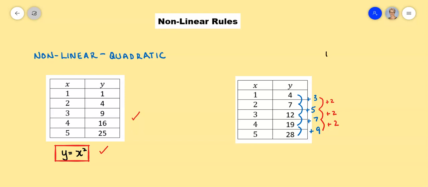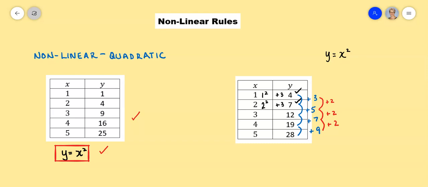We know that the basic quadratic rule is y is equal to x squared. Now, 1 squared is equal to 1. But we have 4 over here. What would I add to get from 1 to 4? I would add 3. 2 squared is equal to 4. But I have 7 here. What do I add to 4 to get 7? I add 3. This might be our pattern. Let's see if it happens with the rest of the values.